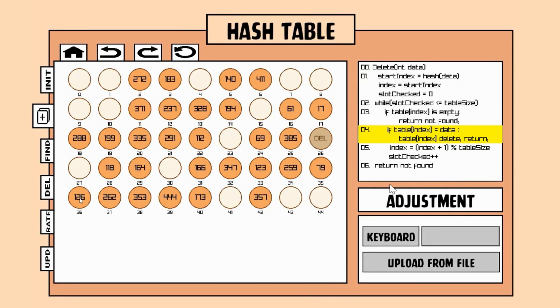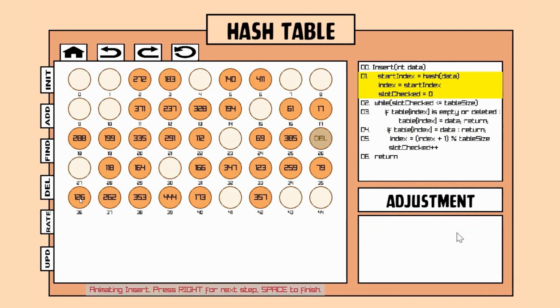Now, for example, I will insert 16. Enter. Here the announcement says to press right for the next step, and space to skip or finish the operation. I will press right. Here is the start index. Press right again. The animation runs corresponding to the pseudo code. Then when I find an empty index in the table, I insert the 16.